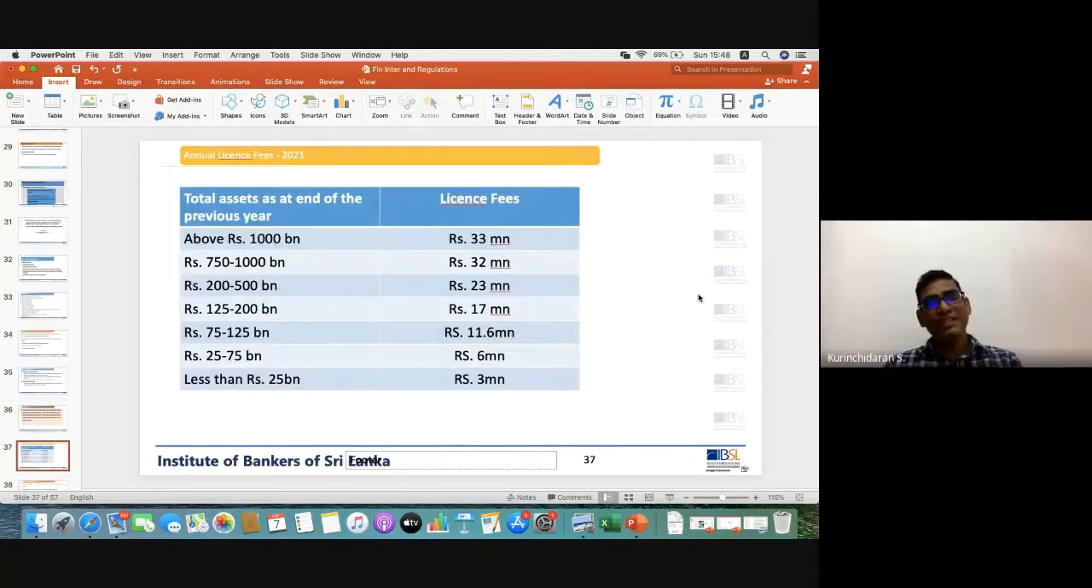Now, this is the annual license fee, the latest one. If the assets are over 1,000 billion, you have to pay 33 million. If your assets are between 750 and 1,000 billion, you have to pay 32 million. Like that, for every bracket you have to pay different amounts of license fee. And if it is less than 25 billion, then you have to pay 3 million. So this is the license fee, right? In 2021, the banks are required to pay the license fee based on this bracket, right?